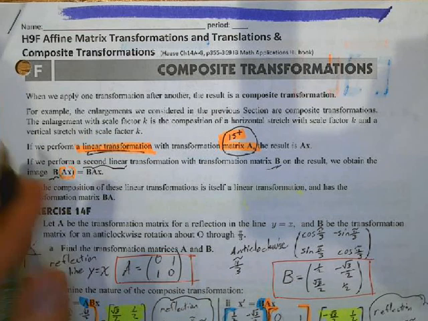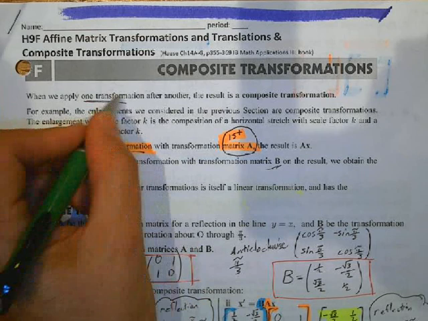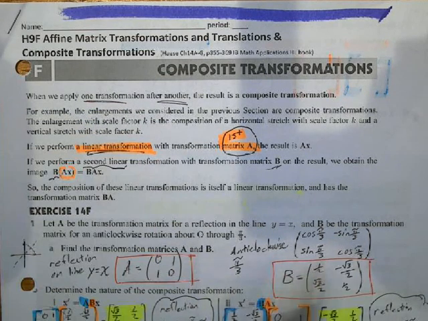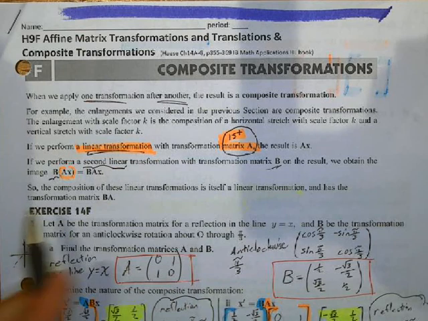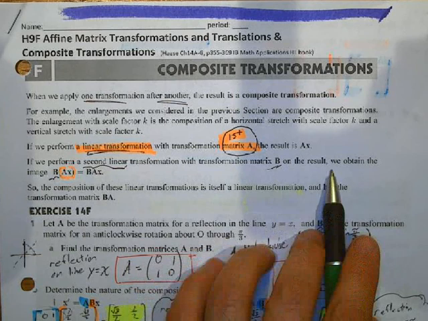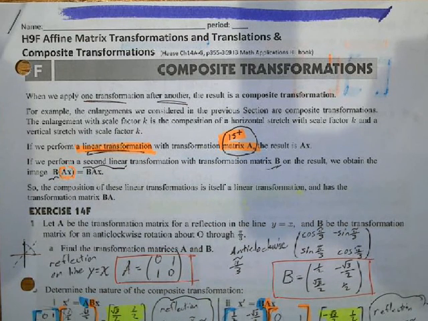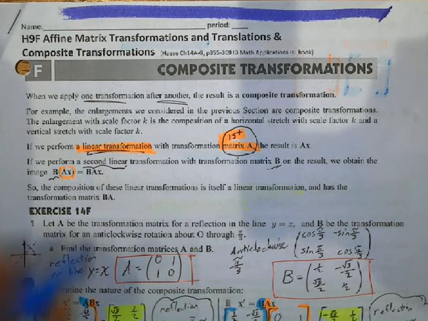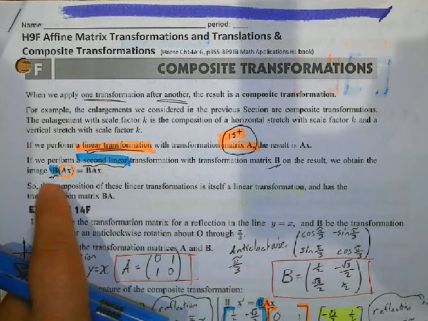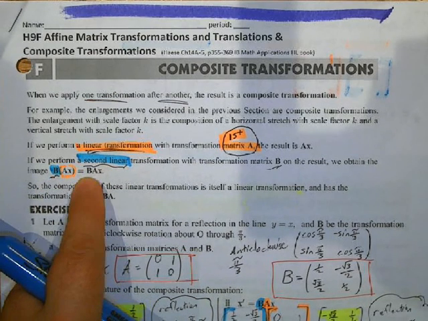A composite is when we have one transformation and then another transformation, all happening one right after the other. If a second transformation is performed, we write it like this. For example, if the second transformation happens, we write the second transformation before we write the first transformation.